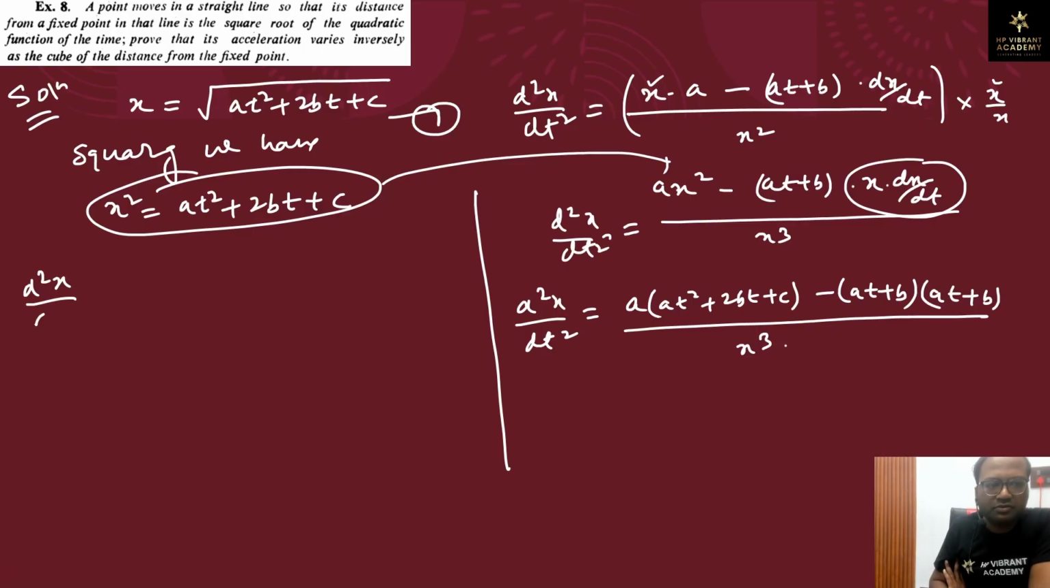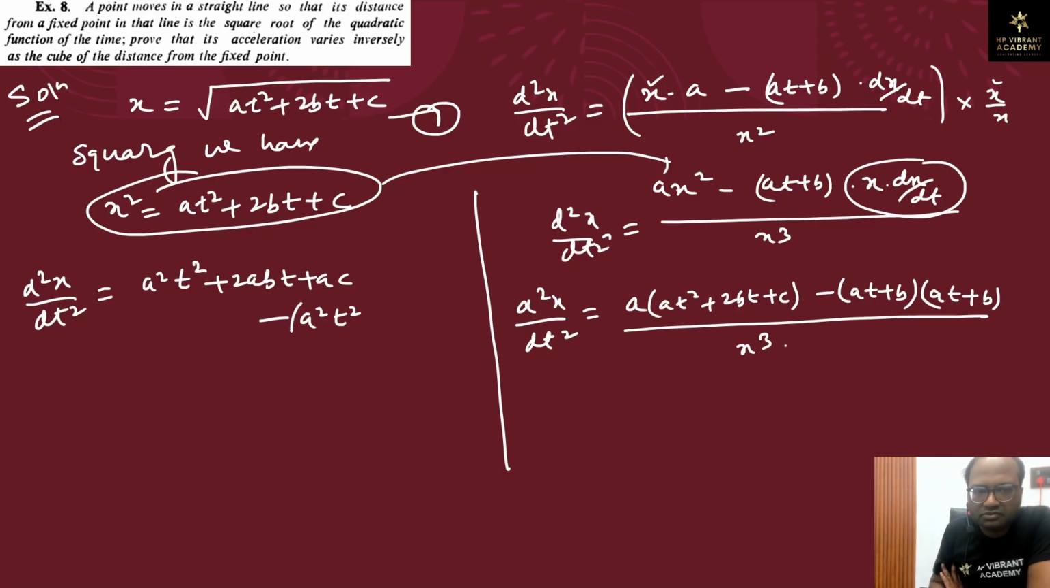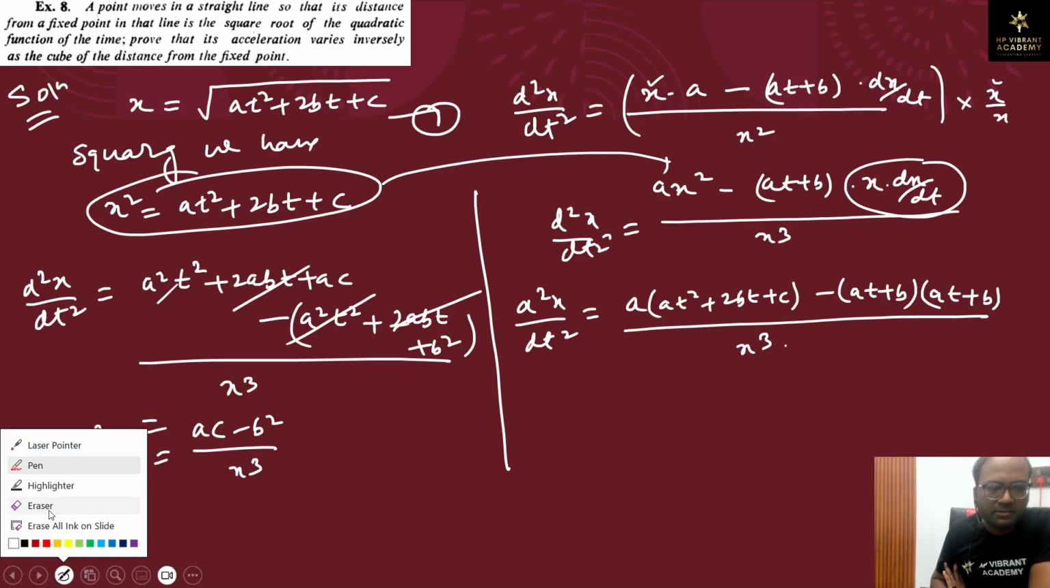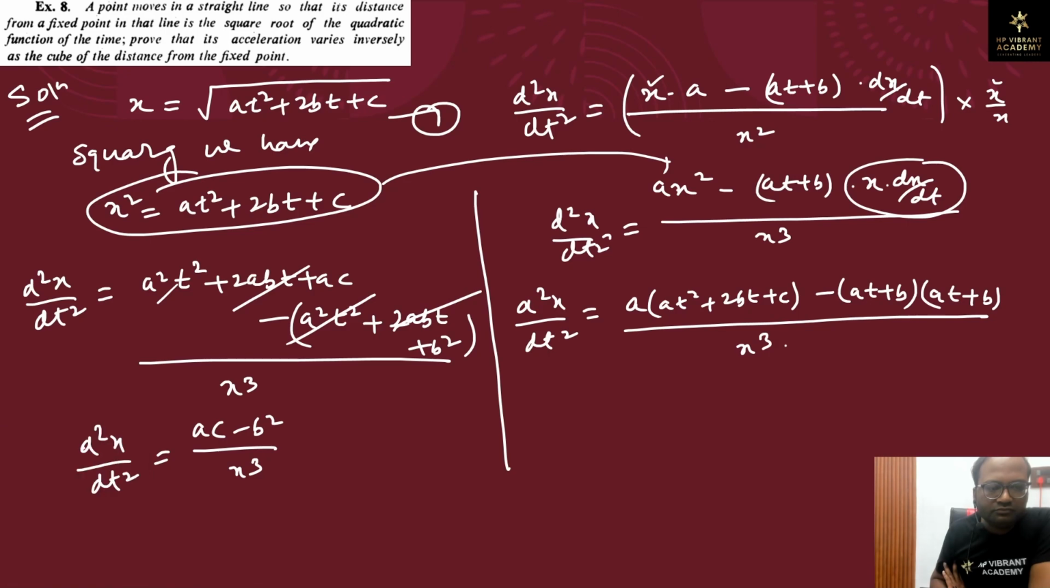So we have d2x upon dt square is equal to a square t square plus 2abt plus ac minus a square t square minus 2abt minus b square, upon x cube. This is equal to ac minus b square upon x cube. So this is our expression for the acceleration.